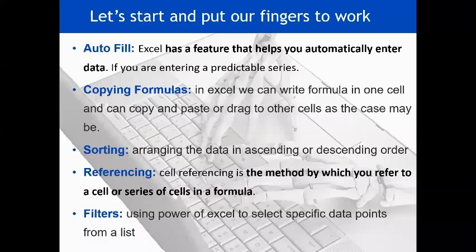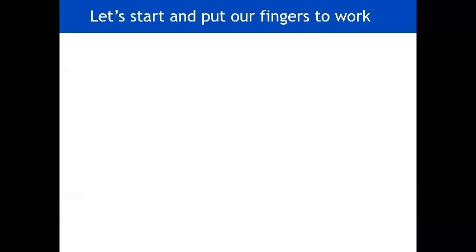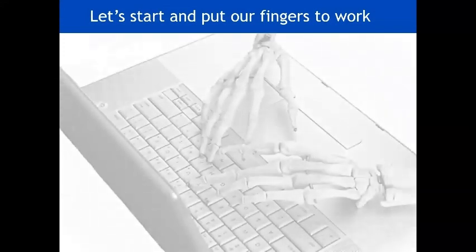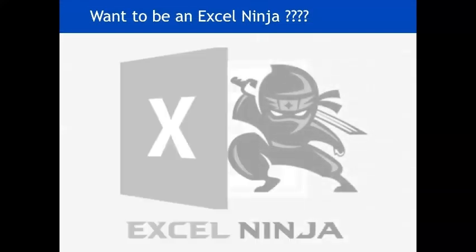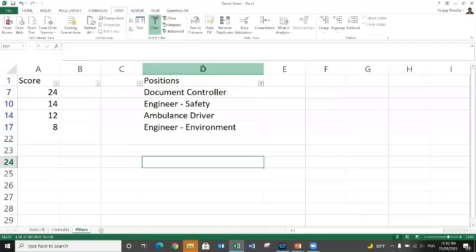Now, again, the same question. Do you want to learn the shortcuts? Here are some of the shortcuts. To apply the filters, you can use a combination of Alt plus D plus F plus F. So first you will press the Alt key, and while holding the Alt key pressed, you will press D, then F and F. Let me show you.